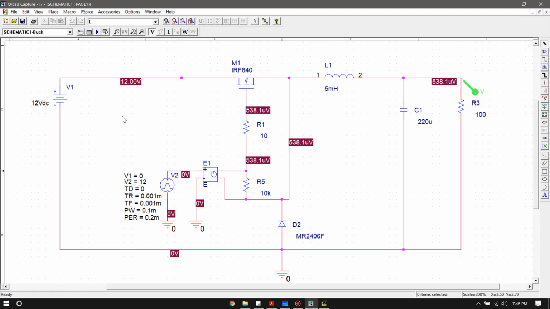Now, for the buck converter, if you remember, the ratio of the output to input voltage is basically controlled by the duty cycle. So in this case here, we have a pulse width of 0.1 millisecond and a pulse period of 0.2 millisecond. So the duty cycle is 0.1 divided by 0.2, or half. So in this case, for an input of 12 volts DC, we should be getting an output of 6 volts, right? So let's run the circuit and see what we get.